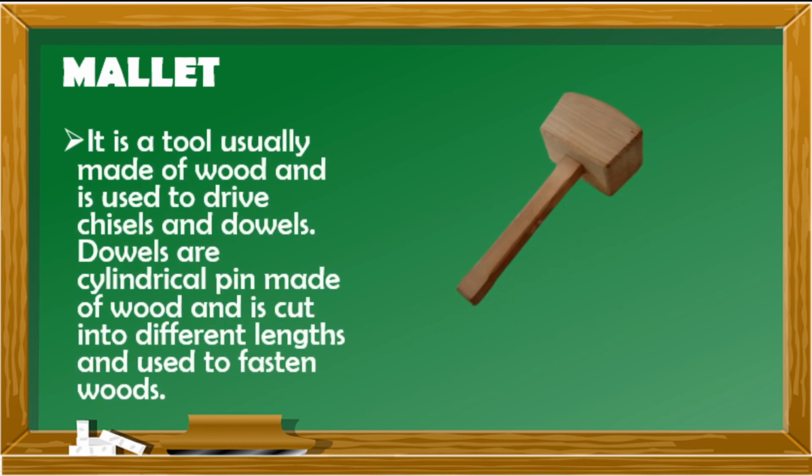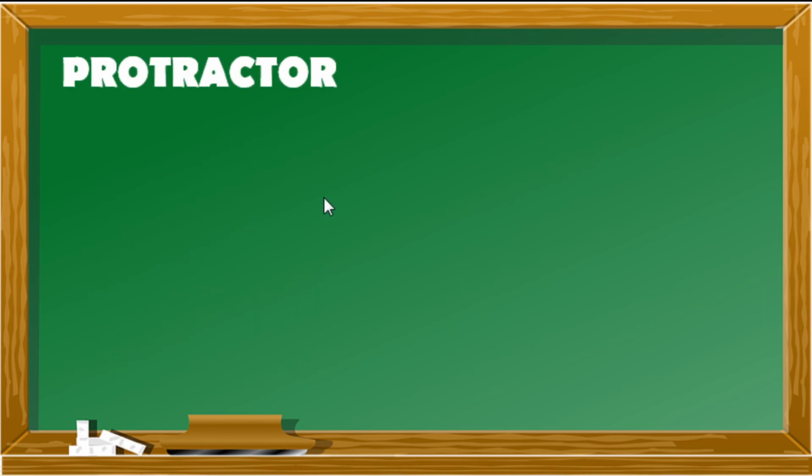Next is yung mallet. It is a tool usually made of wood or pwede rin siya made out of plastic or rubber. It's used to drive chisel and dowel. Dowels are cylindrical pins made of wood, cut into different lengths and used for fastening the woods. So ito yung mallet natin. Either produce siya into wood or rubber. So ginagamit siya for chisel or kapartner niya si chisel at si dowels. So yun yung mallet.